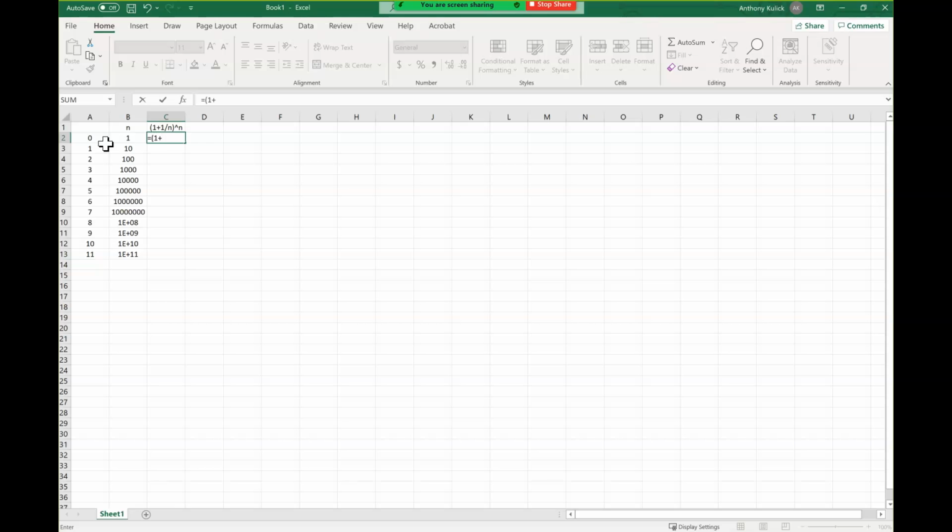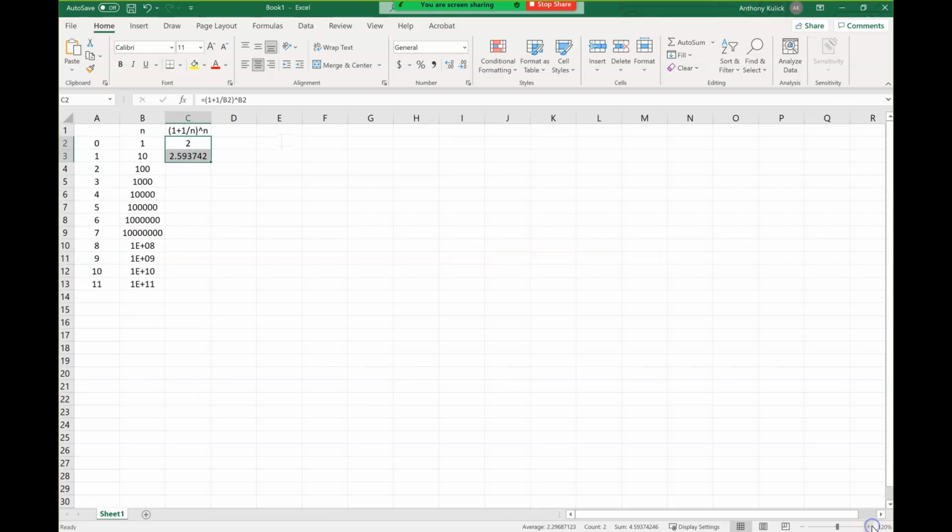So 1 plus 1 over n. When I plug 1 in for n, I get 2. When I plug 10 in for n, I get 2.59 and change. Notice that from going from 1 to 2, not much changed, right? You didn't get a lot more growth. To go from 10 to 100, we went from 2.59-ish to 2.7-ish. Even less change, right?